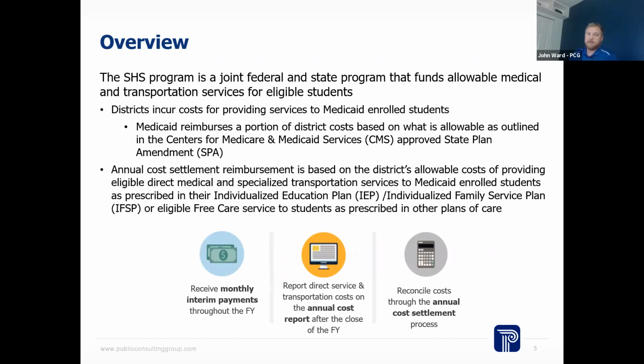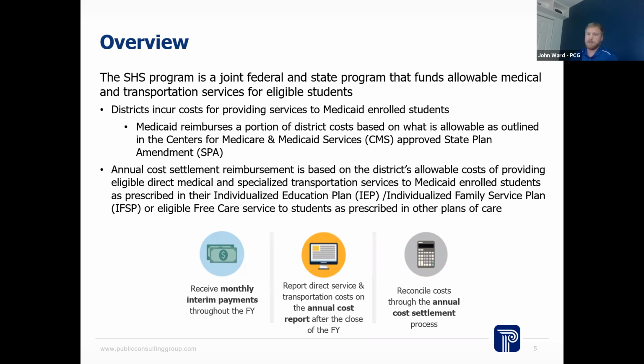So just a brief overview of the program. Always keep in mind that it is both a federally and state funded program. Jumping down to the bottom graphic there, which is just a general timeline: throughout the year, you are receiving monthly interim payments. That's a result of the interim rate setting that we'll cover a little bit later on. Then come August 1st of each year, that annual cost report will open up. This year's annual cost report opened up on August 6th, so that FY21 report is available for y'all to complete, and that is due on November 1st this year.